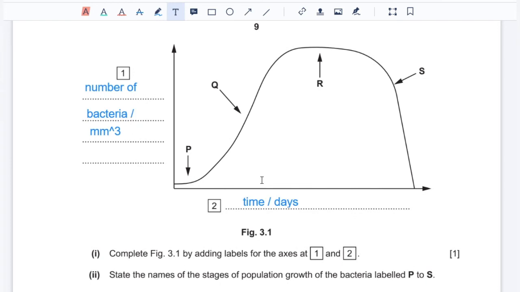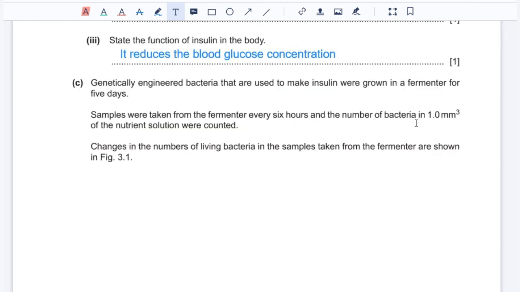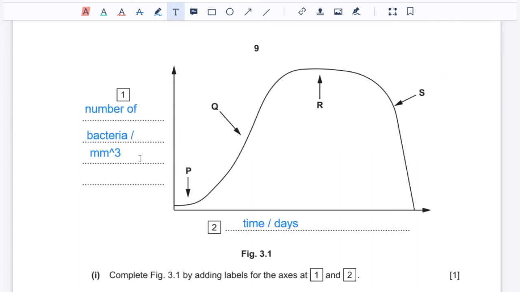The independent variable, so the time, and I've used days in this case, and on the y-axis you've got the dependent variable or the number of bacteria, and as mentioned here in the question, you're counting the number of bacteria in 1 millimeter cube, so I've got per millimeter cube over here.